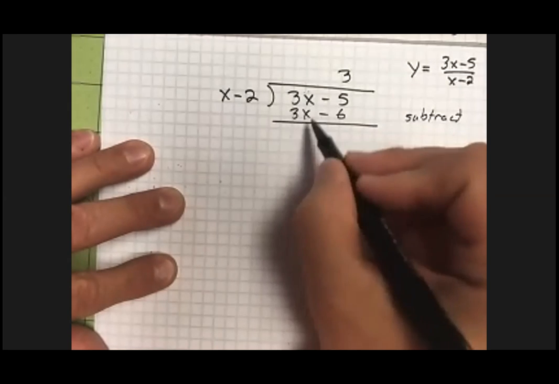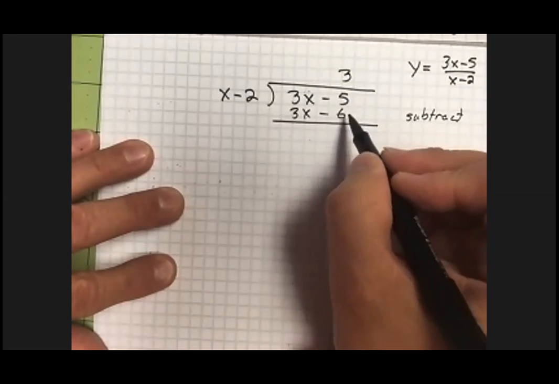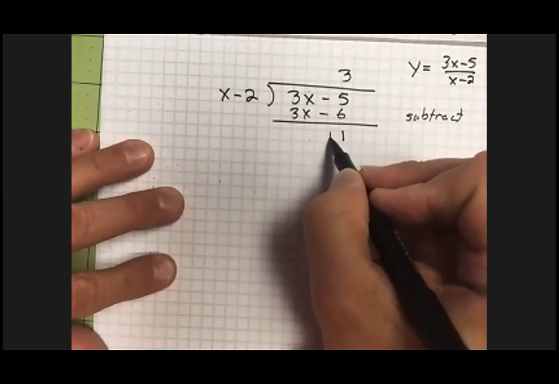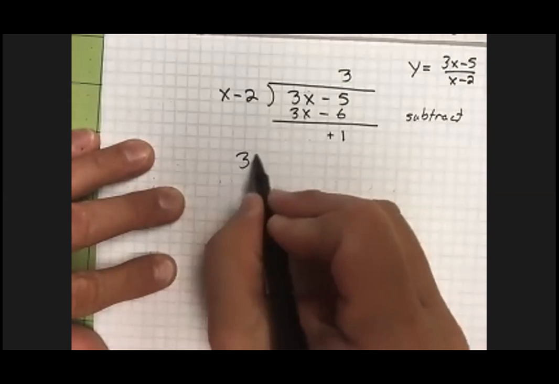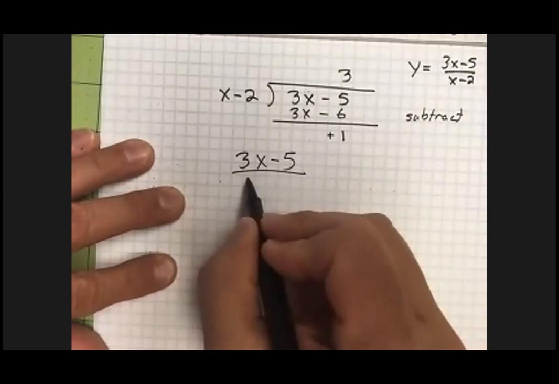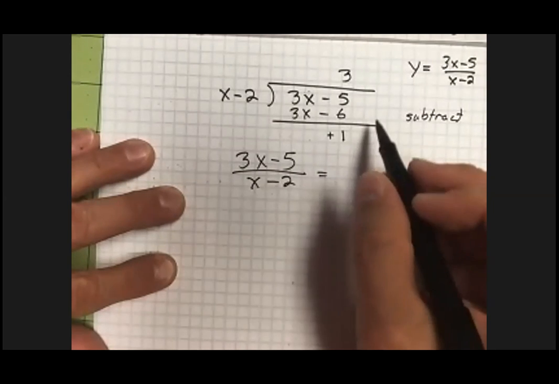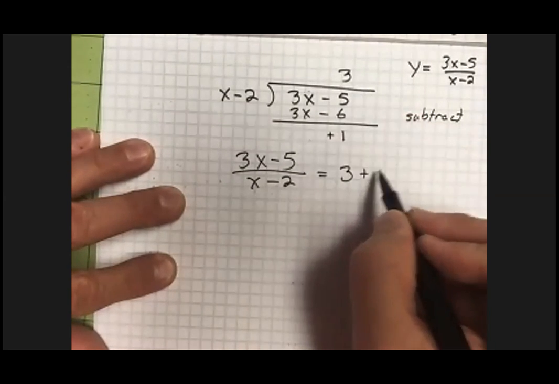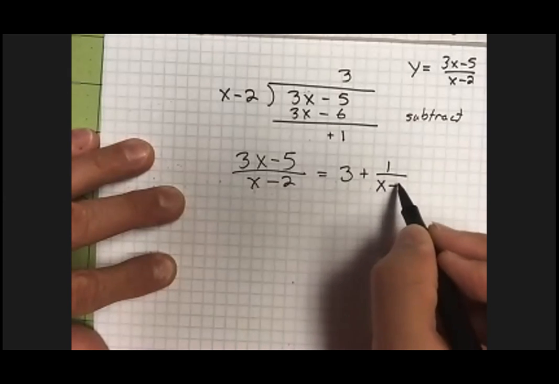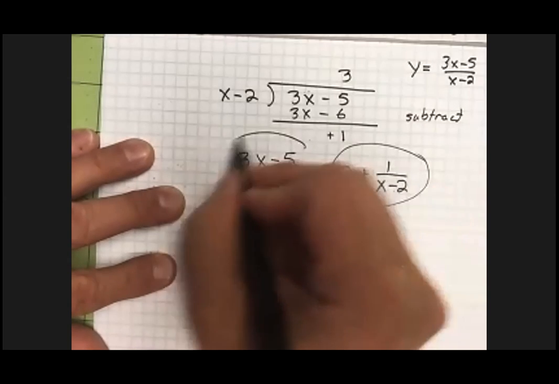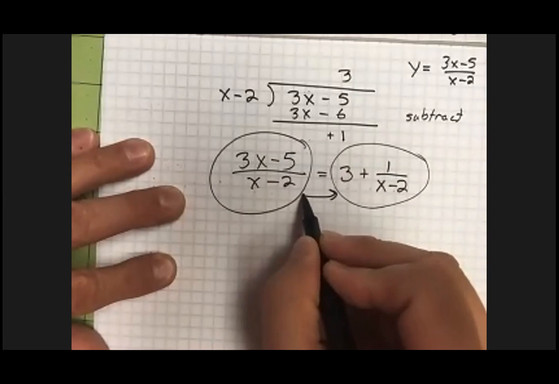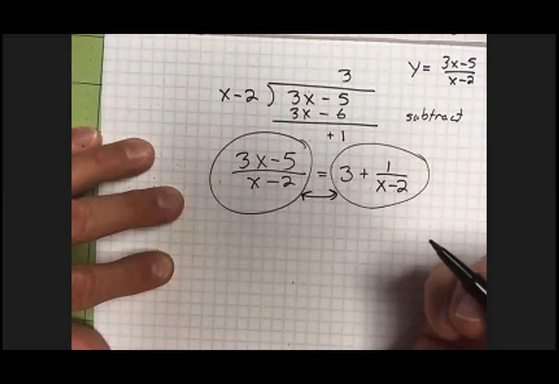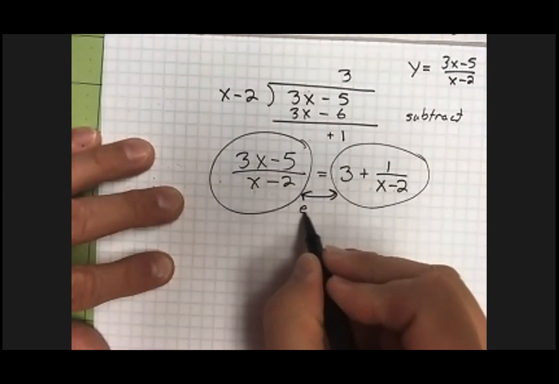3x minus 3x is no x's. Negative 5, subtract negative 6, be really careful, is 1, positive 1. So what is 3x minus 5 over x minus 2? You just demonstrated that it's 3 with a remainder of 1 upon division by x minus 2. You just showed me, I just showed you, either way, that these are exactly the same.